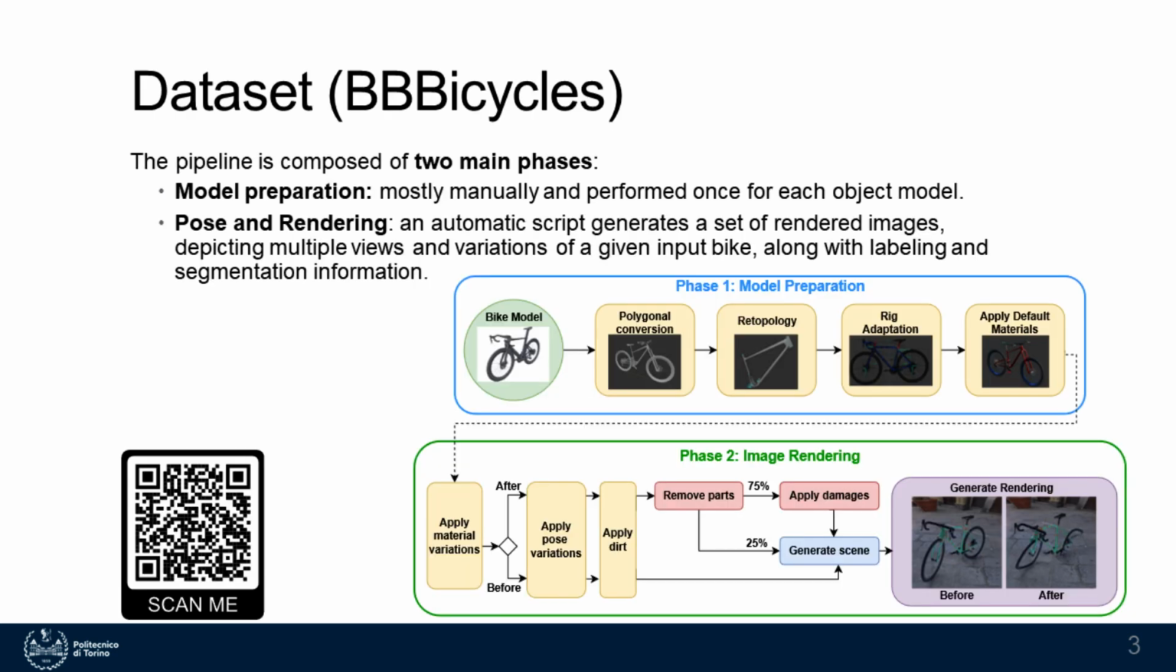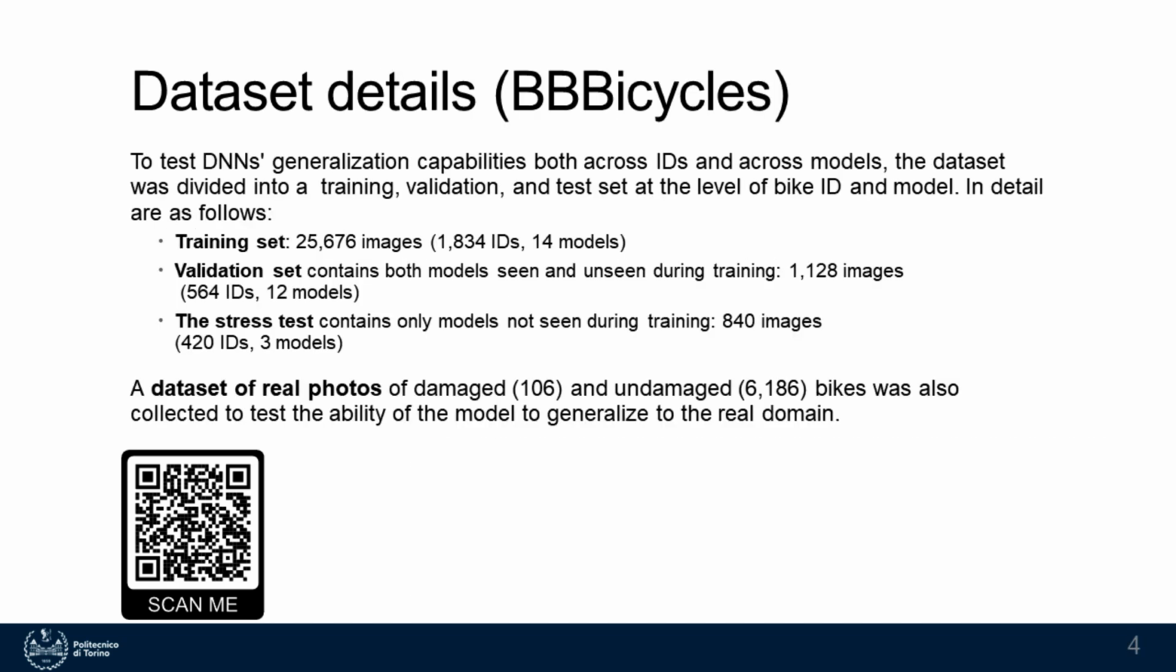The pipeline is composed of two main phases: the model preparation, which must be performed mostly manually and is done once for each new object, and an automatic script that generates a set of rendered images of the object before and after damage. The dataset split was made at the level of bicycles and models in order to assess the generalization abilities of the deep neural networks between bikes and across models.